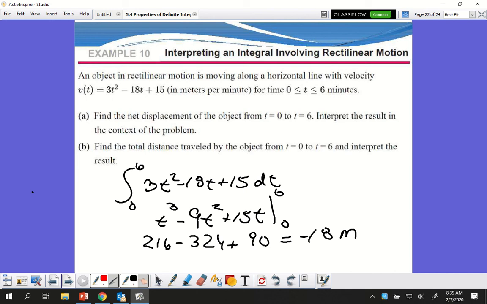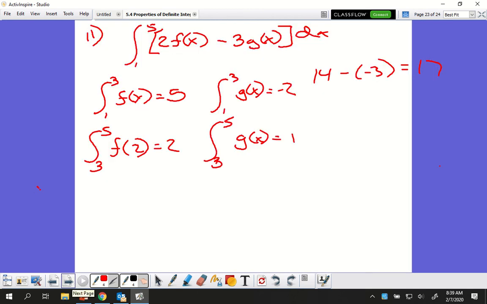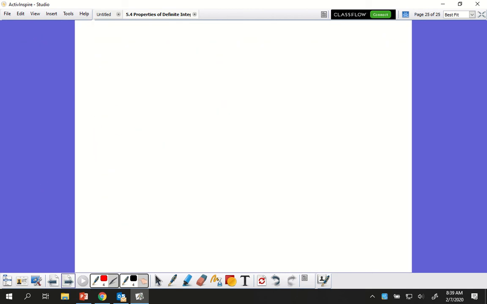Now for this next part right here, it's kind of tricky because it's the absolute value. I cannot just take the absolute value of this. I need to find where my zeros are first. All right, so my function was this. What was the function again? 3t squared minus 18t plus 15. And we said from 0 to 6, right?